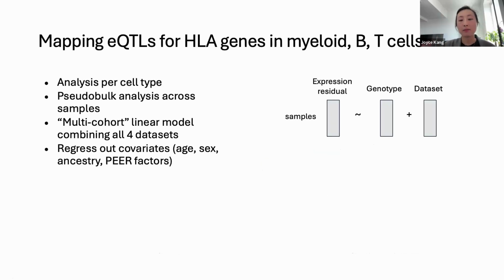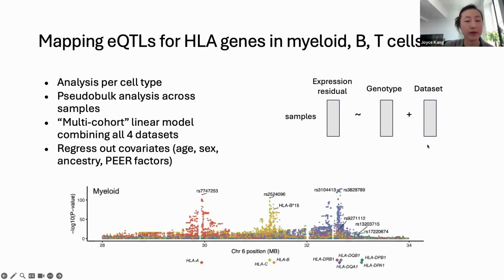And now, with our more accurate HLA expression estimates, this allowed us to map eQTLs for the classical HLA genes across these different cell types. We focused mainly on myeloid cells, B cells, and T cells, and we did an analysis per cell type, a pseudobulk analysis where we took each major cell type and aggregated the cells per sample to create a pseudobulk profile for each individual. Then we combined all the cohorts into one single model and performed the regression analysis to identify eQTLs. Our results looked like this for each cell type.